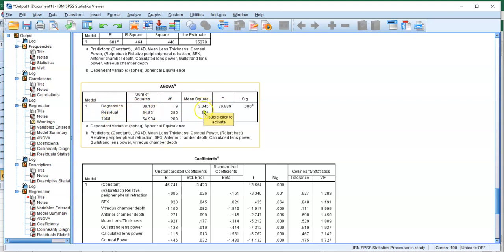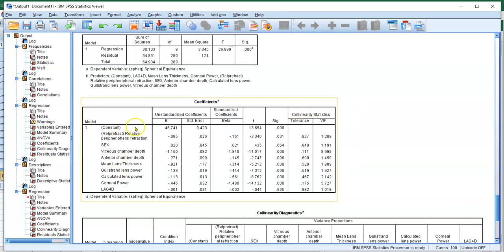We'll get more into this when we talk about analysis of variance, but the mean square at 3.34 divided by 0.124 gives us an F of 26 and a highly significant p less than 0.001. Okay, now our coefficients. What is this table? This is an important table.